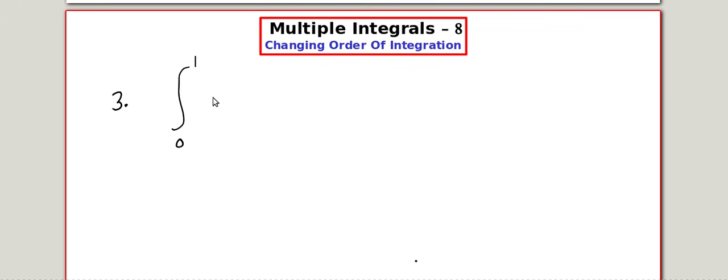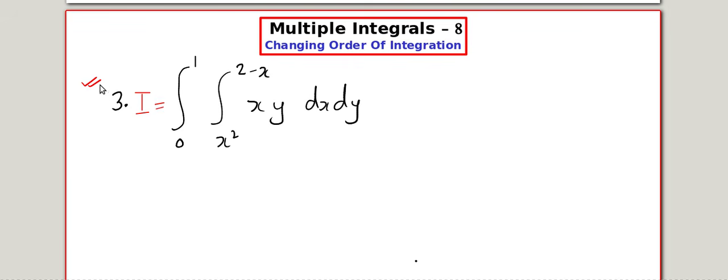Integral 0 to 1, integral x squared to 2 minus x, x into y into dx into dy. So first things first, let's give it a name. You can start like this. Let the given integral be capital I, equal to the integral from 0 to 1, x squared to 2 minus x, of y dx dy. So what should we do next?